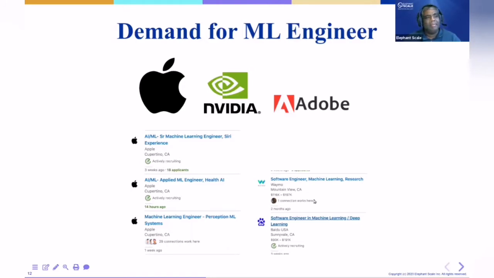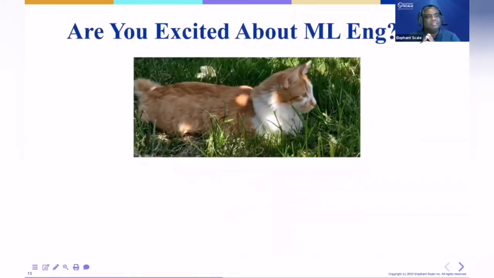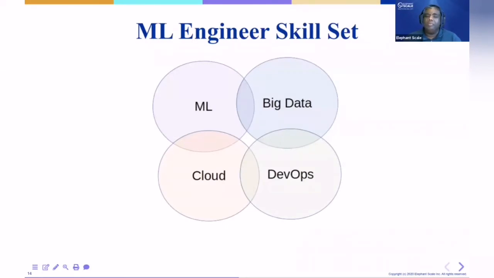So by now you're probably thinking, oh yeah, this is something I kind of want to focus on, because I see it as an upcoming field. There's a lot of demand for this. So let's see what it takes to become a machine learning engineer. I've put this into four different circles: first, machine learning, then some big data, some cloud, and also DevOps. So four categories. Let's look at these in turn.